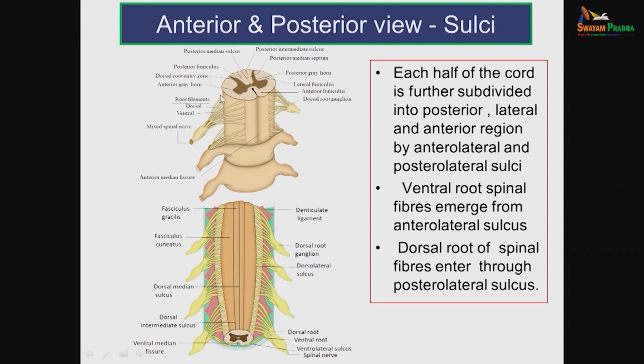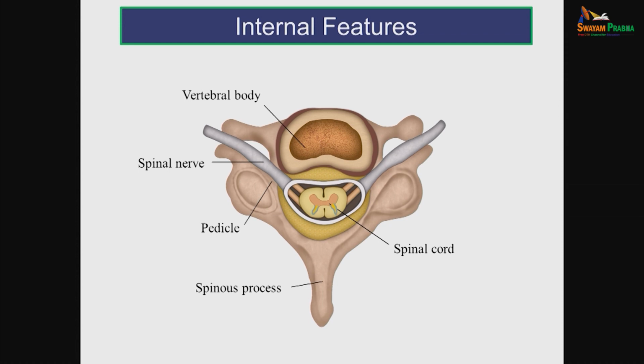Ventral root and dorsal root join and they form the typical spinal nerve, which is both motor and sensory. This we have learnt already. So, this is about the external features of the cord. Now, we will study the internal features of the spinal cord.